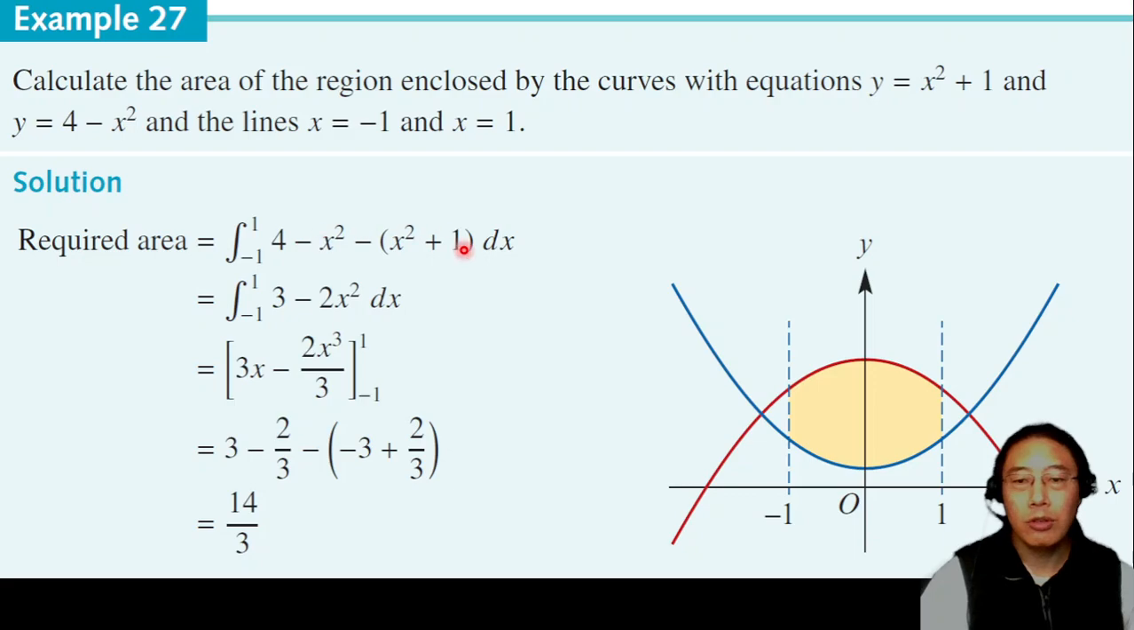So when you do the difference, you do the greater function 4 minus x squared, take away, don't forget the brackets, x squared plus 1, expand the bracket, simplify, regroup the like terms, you end up with a simpler quadratic. Anti-differentiate the respective terms, substitute the lower boundary and the upper boundary. So the upper boundary is on the right, the lower boundary is on the left with a minus, and you simplify your answer.